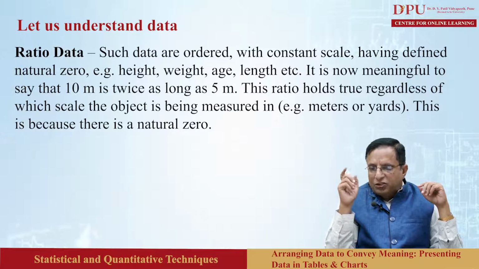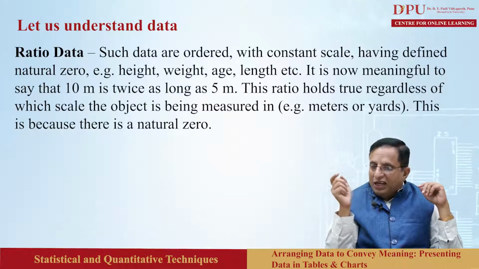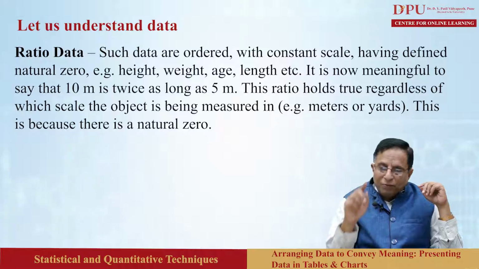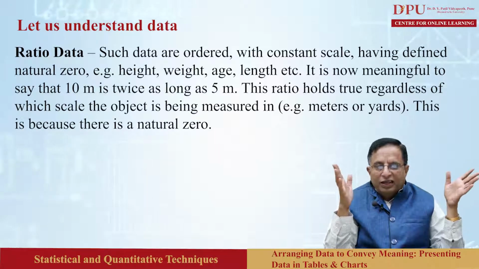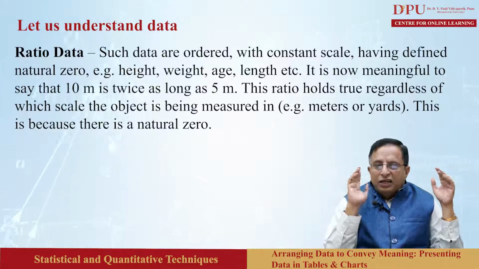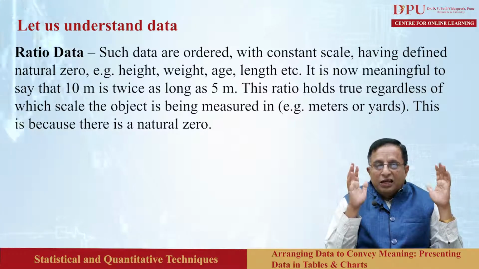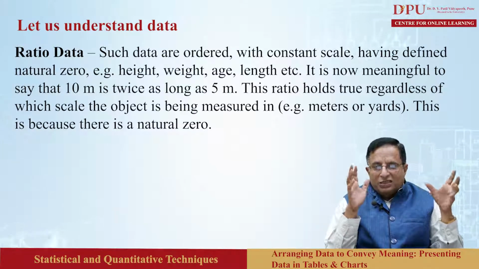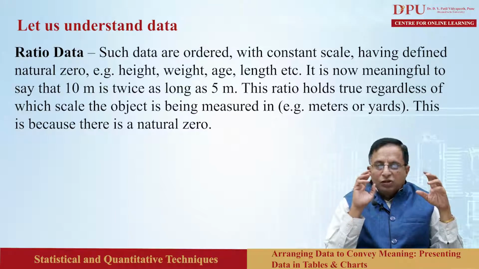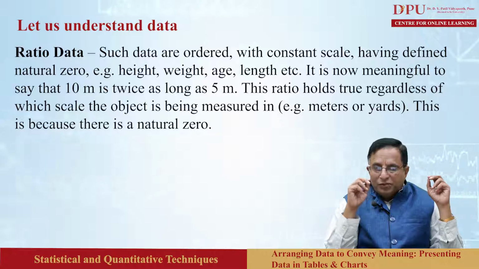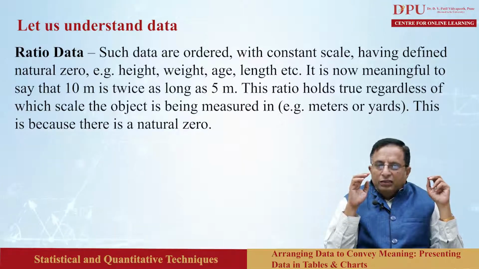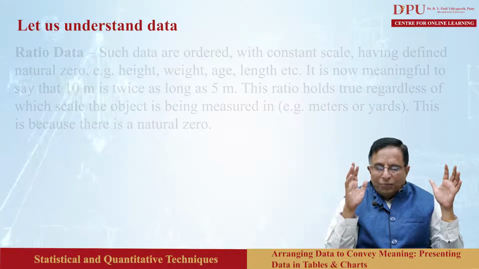Such data are stored with the constant scale having defined natural zero. Examples: height, weight, age, length, etc. It is meaningful to say that 10 meters is twice as long as 5 meters. The ratio holds true regardless of which scale the object is being measured, and this is because there is a natural zero.